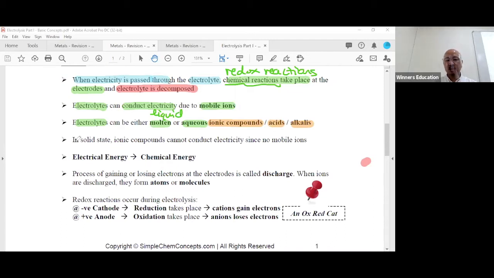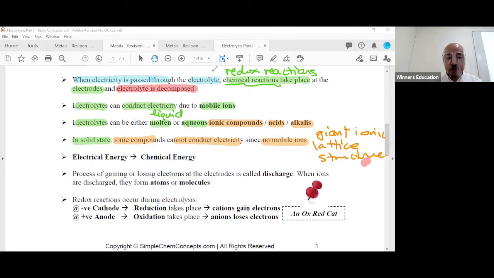In solid state, ionic compounds cannot conduct electricity. Why? Because there are no mobile ions. They are trapped inside the giant ionic lattice structure. Remember this? Everything is connected. Bonding, I think I had a revision workshop in June. It's about four hours, I think. If you need it, okay? Very important. It's the first pillar of chemistry.